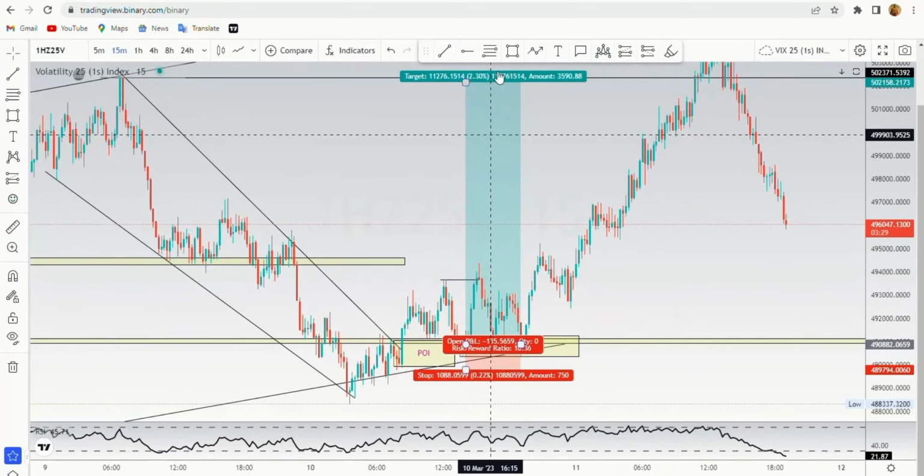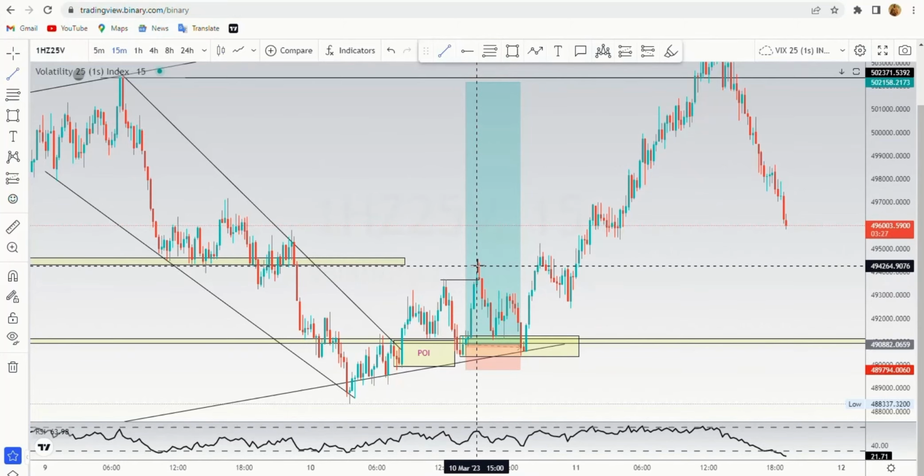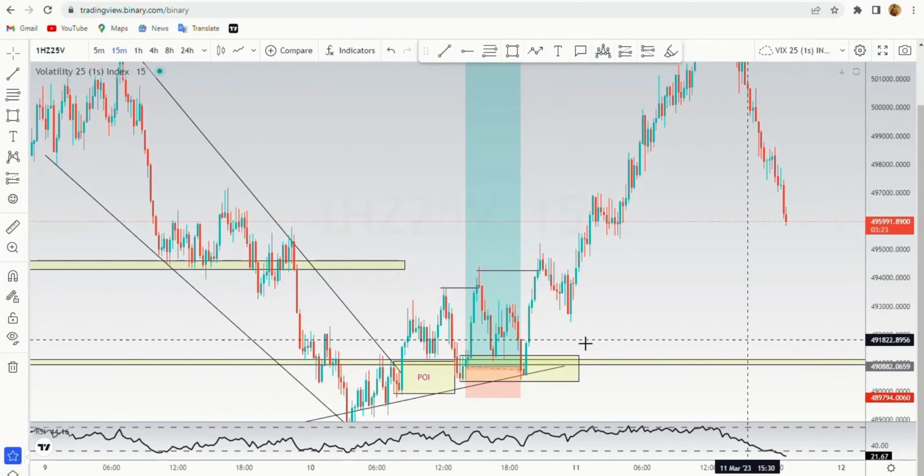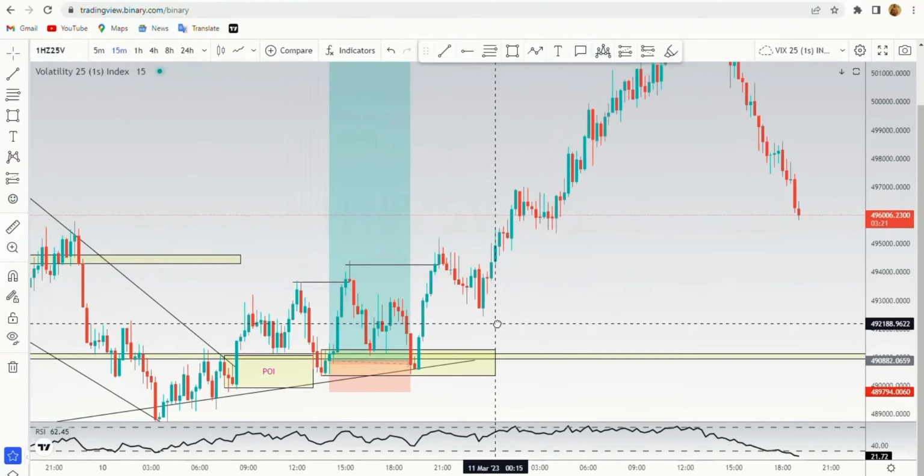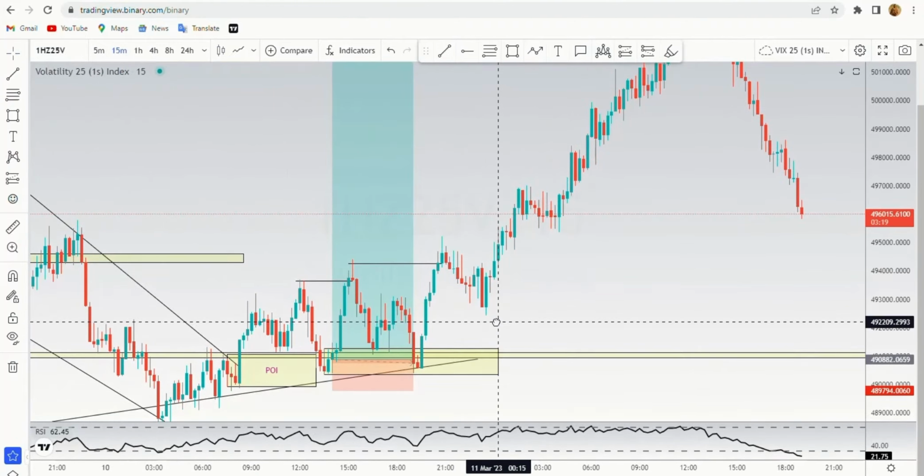So when it broke another structure like this, guys, I was still on the charts. It was late night, but I was still on my charts looking at what is happening, because it was the time that currency pairs were closing and we never had any running trade on currency pairs.